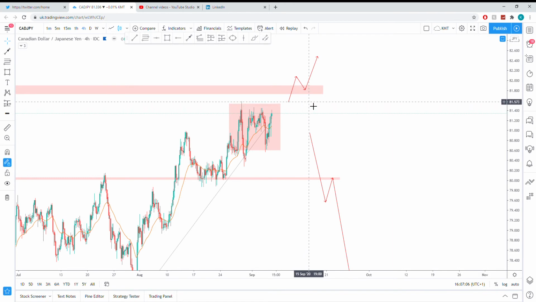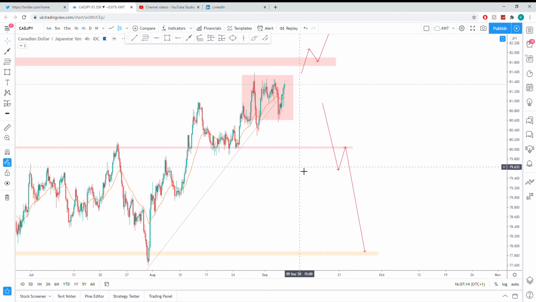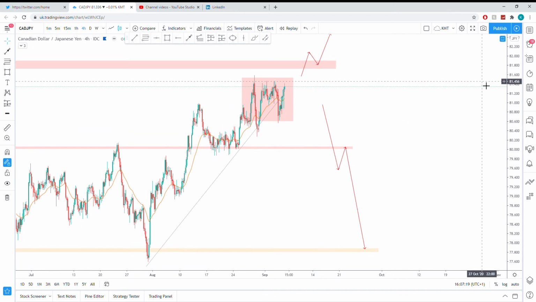But if price does push above 82, that's when I'll be considering, okay guys, this is a clear structure change, and we could be looking at a possibility of a buying bias for the long run. Again, it's just seeing and observing how price plays out for this pair.